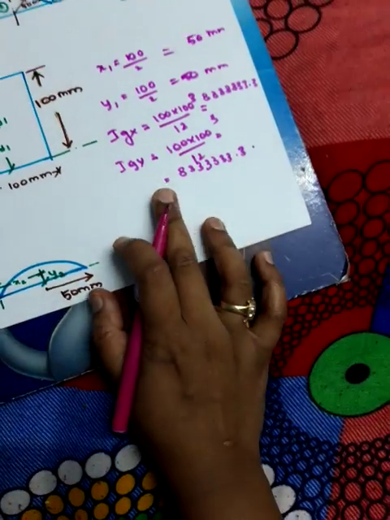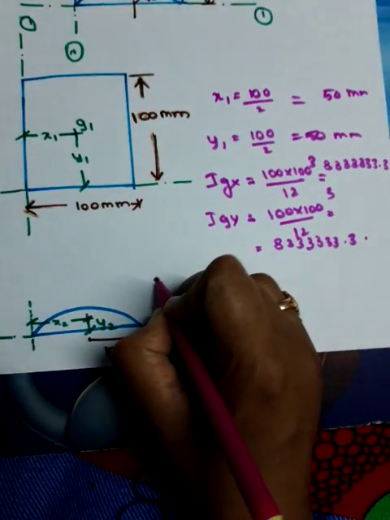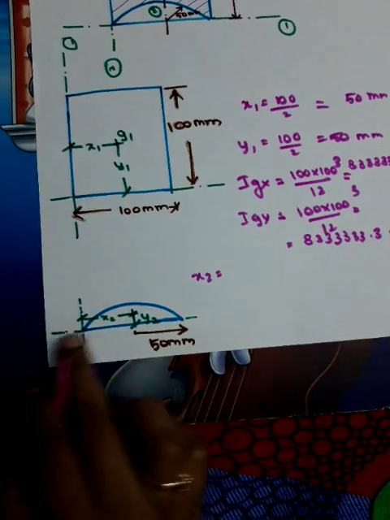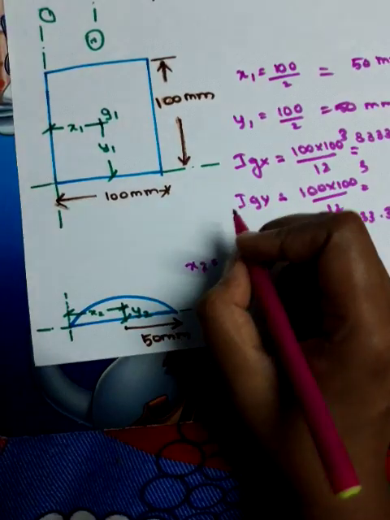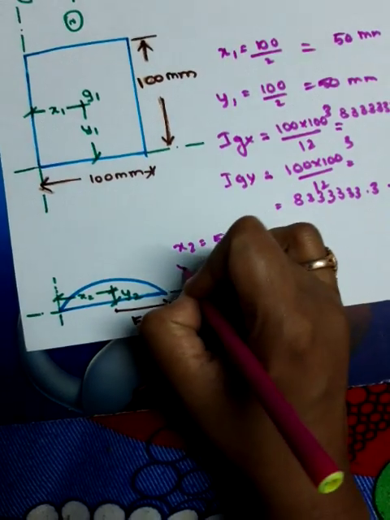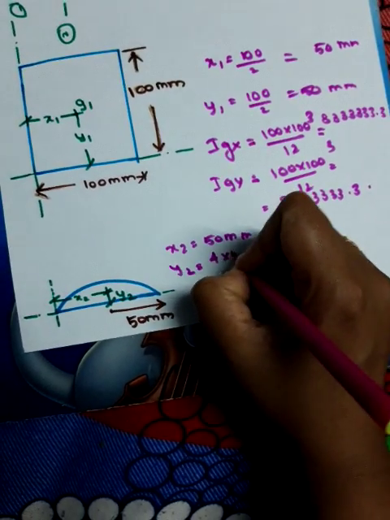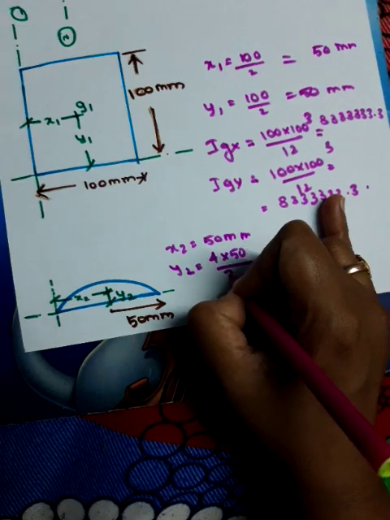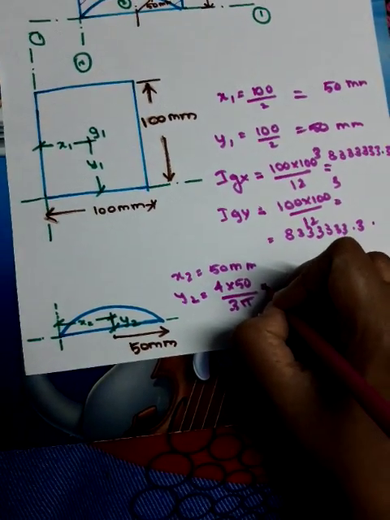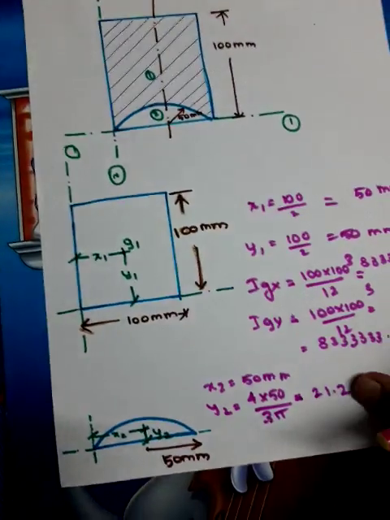Now, similarly, go for the semicircle also. For the semicircle, x2 is equal to 50, because the semicircle lies in this direction. Then y2 is equal to 4r by 3 pi. You have done this derivation, and you should remember it. It will be equal to 21.2.